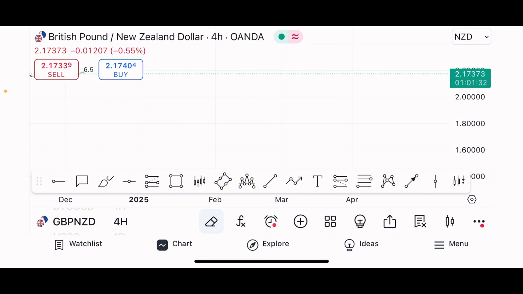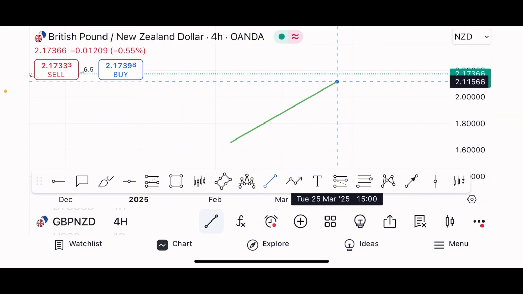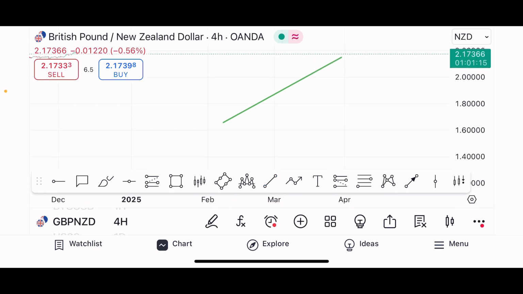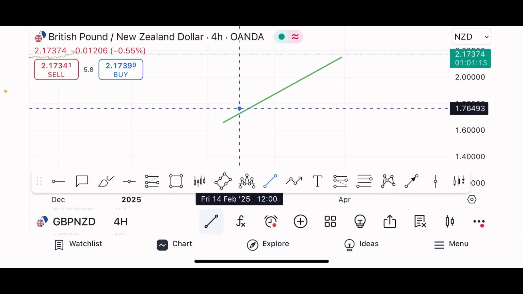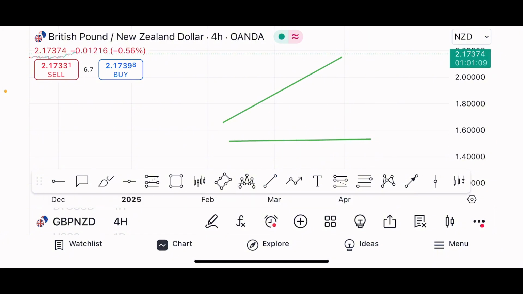With an expanding channel, what you need to understand is that price starts off small, then makes its way big. The channel just keeps expanding. This is how the channel will look. It'll look similar to this. This is an example of an expanding channel.